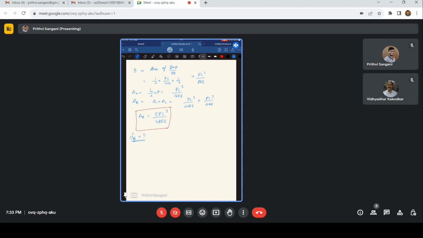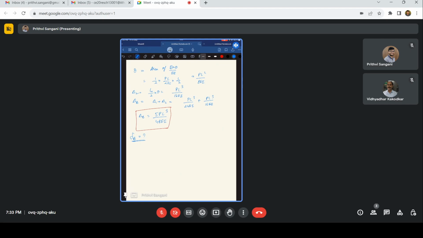So what is the next one? Yeah, this is clockwise, right? Let me assume it as negative here. So minus WL cube by 6EI, plus VB L square by 2EI plus MB L by EI, that is equal to 0. So we have two unknowns, VB and MB. We have two equations. It is easy to solve.